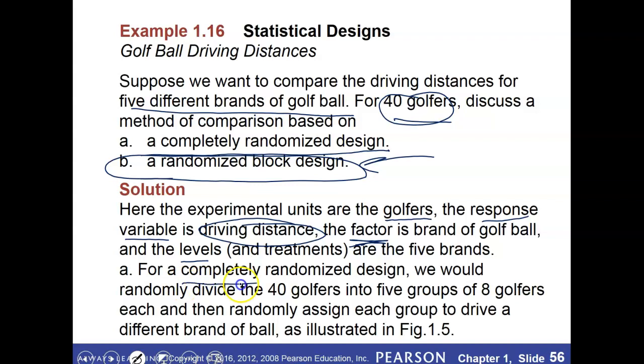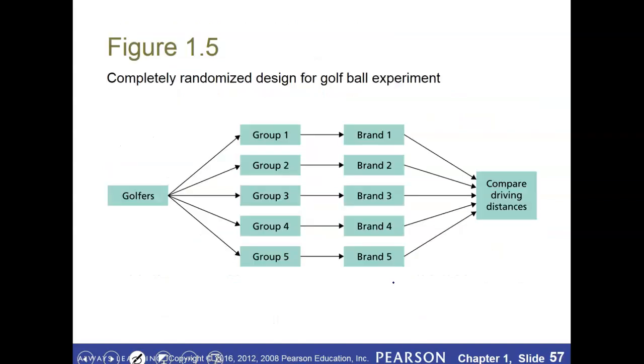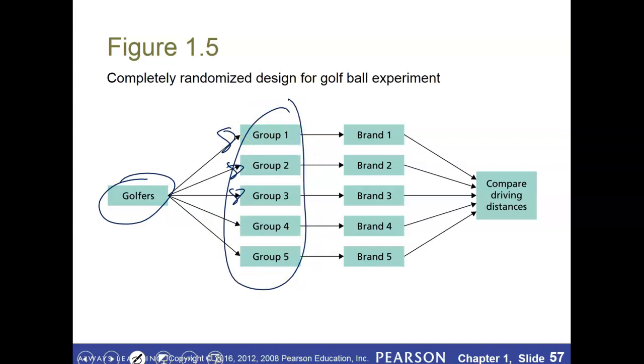For a completely randomized design, we would just randomly divide all 40 golfers into 5 groups, maybe 8 golfers in each group, and then randomly assign each group to drive a different brand of ball. That would be illustrated here. We have all 40 golfers. We send 8 over here, 8 over here, 8 over here, and we have 5 different groups using 5 different brands, and then we compare the driving distances.